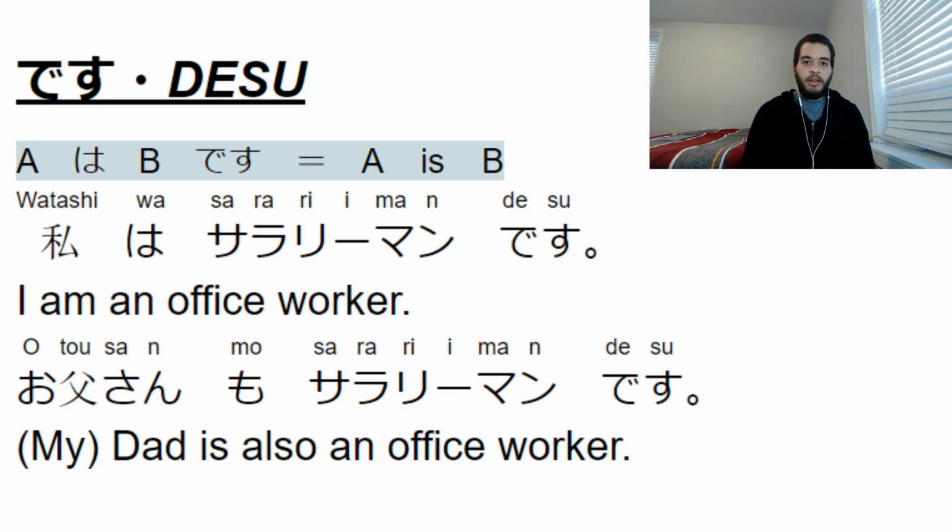Then John says, Watashi wa sarariman desu. I'm an office worker. He follows up with, Otou-san mo sarariman desu. So here we've got mo, which means also. My dad, also office worker, is.